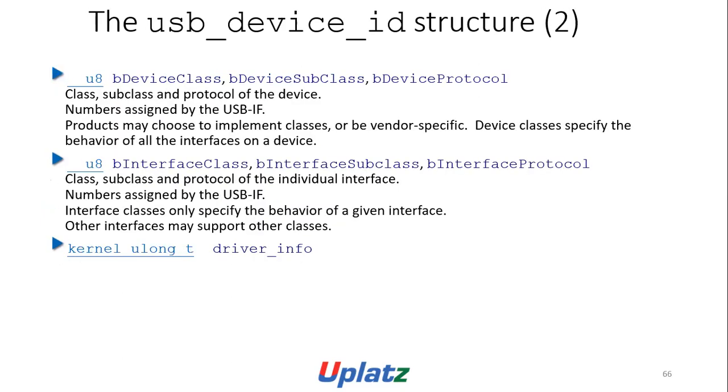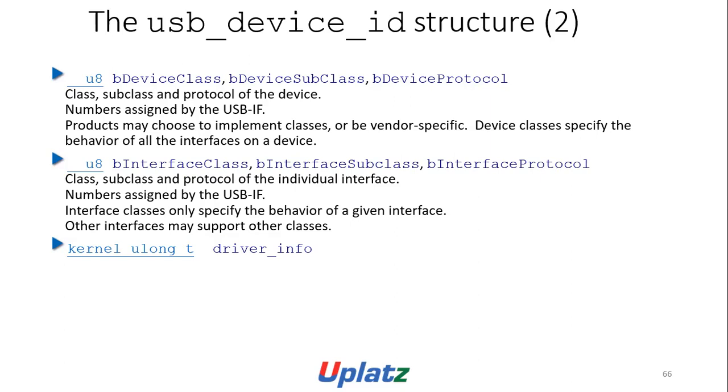__u8 bDeviceClass, bDeviceSubClass, bDeviceProtocol: class, subclass and protocol of the device, number assigned by the USB-IF. Products may choose to implement classes or be vendor specific. Device classes specify the behavior of all the interfaces on a device. __u8 bInterfaceClass, bInterfaceSubClass, bInterfaceProtocol: class, subclass and protocol of the individual interface, numbers assigned by the USB-IF. Interface classes only specify the behavior of a given interface. Other interfaces may support other classes.